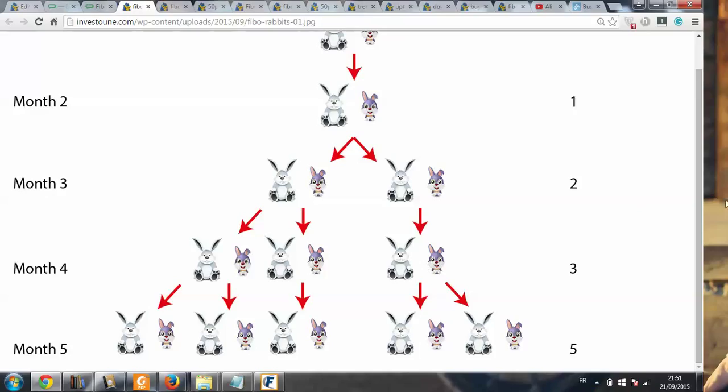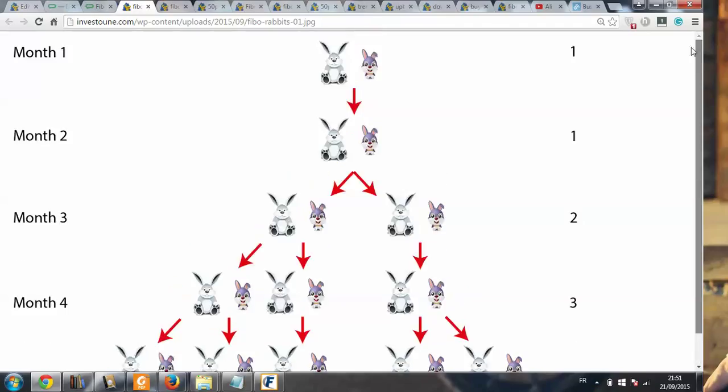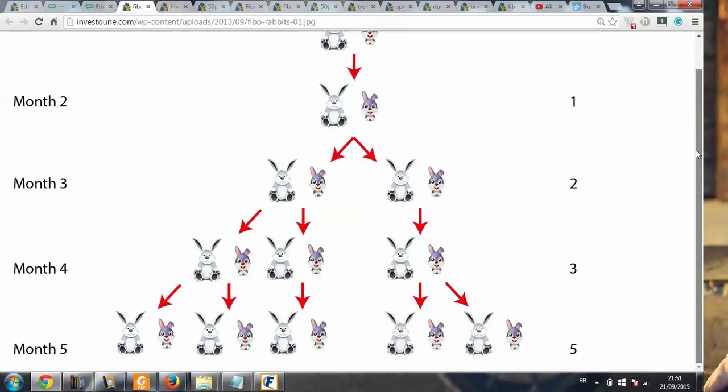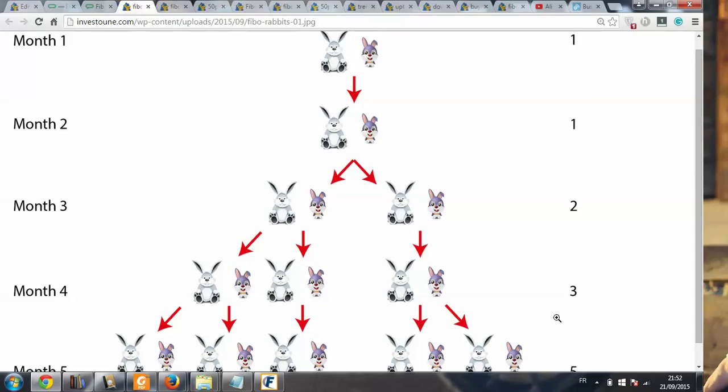So he found that a sequence of numbers emerged: 1, 1, 2, 3, 5. And if you observe it, 2 equals 1 plus 1, and 3 equals 2 plus 1, and 5 equals 3 plus 2.